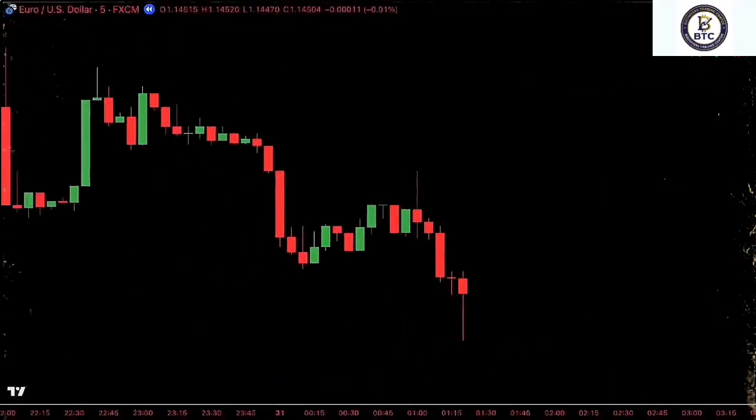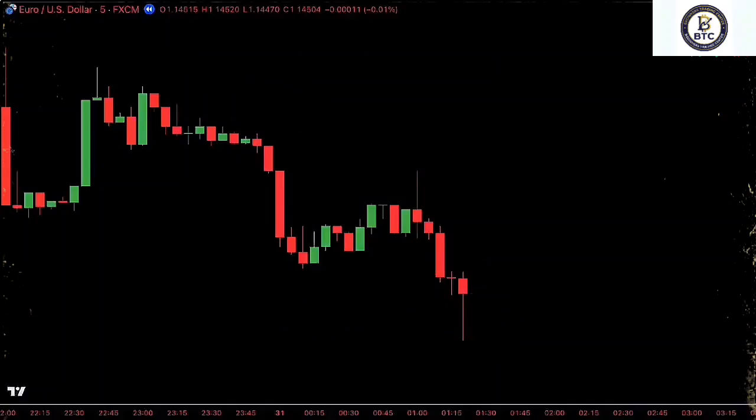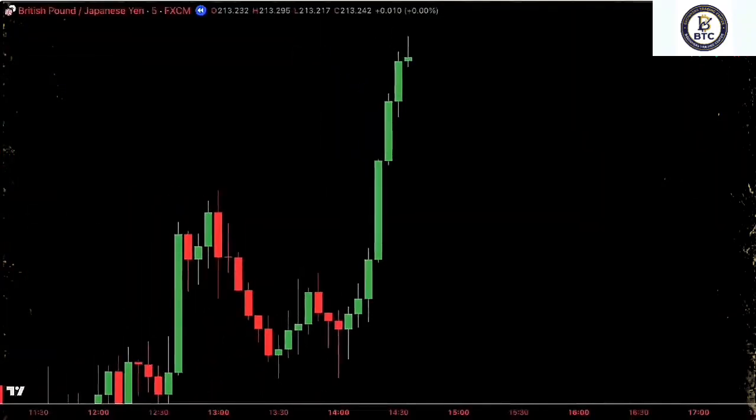Look at this chart. The market was trending down, and then this candlestick pattern appeared. This candle is called the Tonkachi. According to Munehisa Homma, he was ahead of his time. He was drawing charts manually and identifying the Tonkachi before everyone else. And look at what happened next. The market moved up.